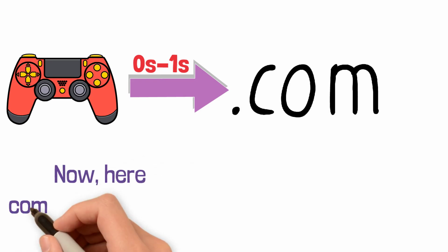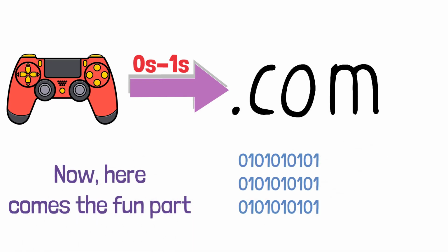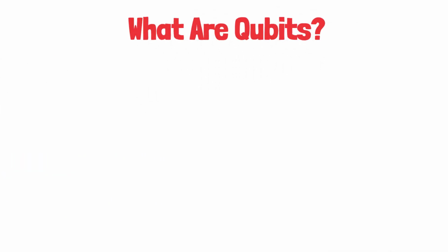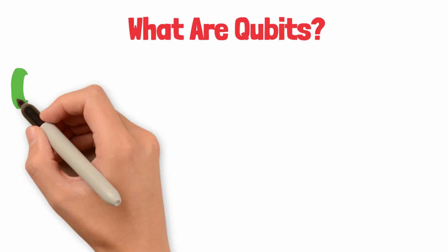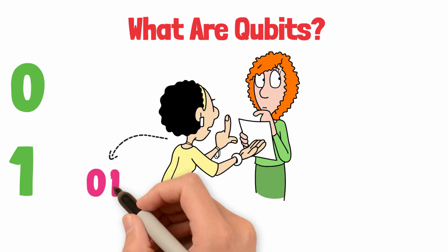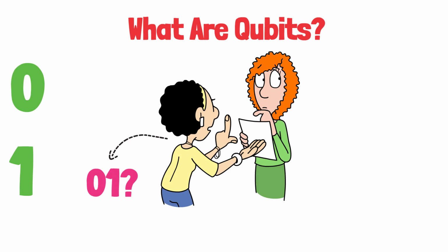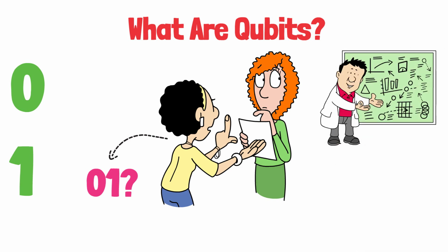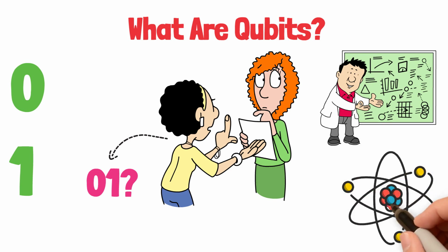Now here comes the fun part. Quantum computers don't use regular bits, they use quantum bits, or qubits. What are qubits? A qubit is special. It can be 0, 1, or both 0 and 1 at the same time. Wait, what? How can something be 0 and 1 at once? Well, this is where quantum physics comes in, the science that explains how really, really tiny things, like atoms, behave in ways that are super weird and amazing.